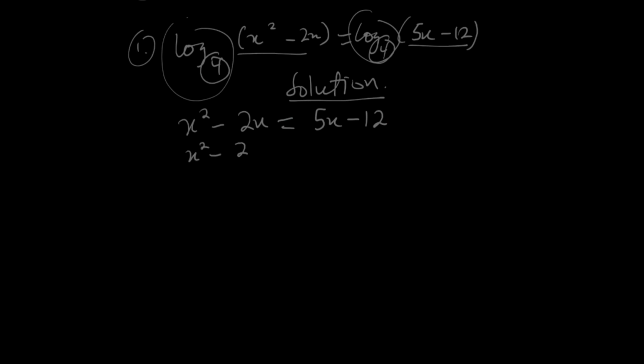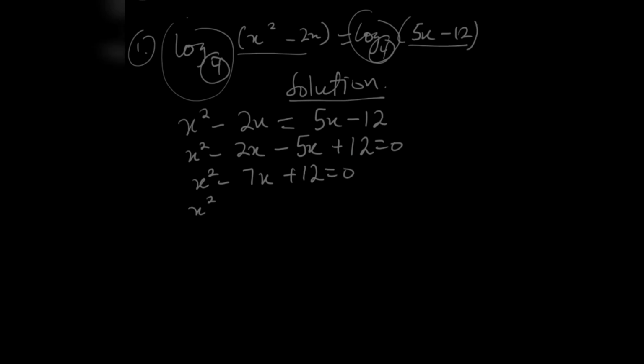Then we simplify this into a quadratic equation and solve for the values of x. So we get x squared minus 7x plus 12 equals 0. We can factor it. We want two factors of 12 which when added give minus 7, but when multiplied give positive 12. That's definitely negative 3 and negative 4. So we get x squared minus 3x minus 4x plus 12 equals 0.